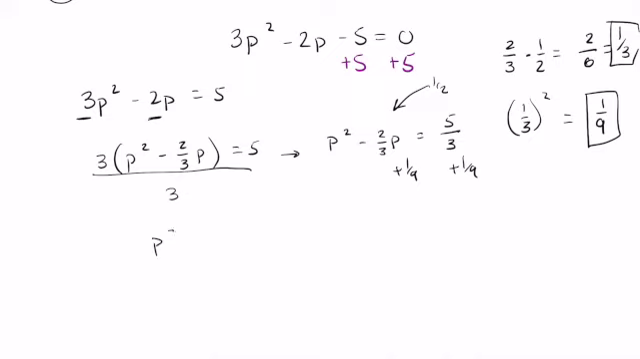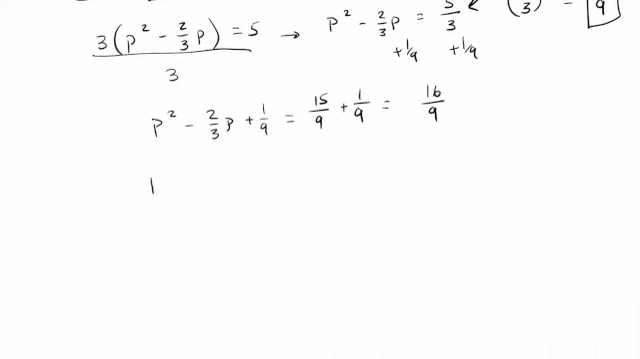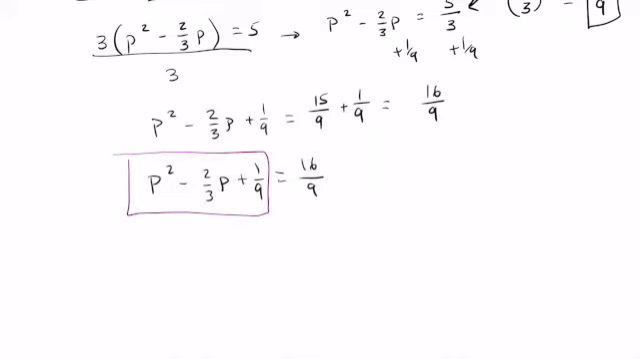So I get p squared minus 2/3 p plus 1/9 equals, well, I need a common denominator here. Multiply the top and bottom by 3. And that gives me 15/9 plus 1/9. That gives me 16/9. So cleaning up my fractions some more, p squared minus 2/3 p plus 1/9 equals 16/9. Now we can clean up our problem a little bit more, and I can write this as my squared binomial.